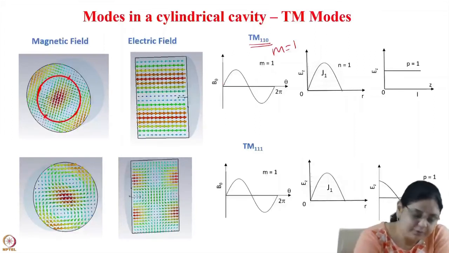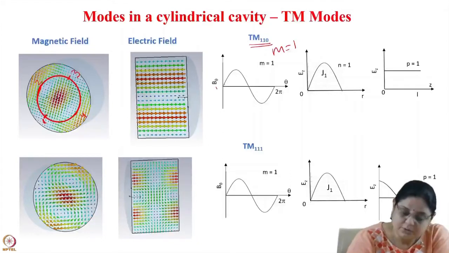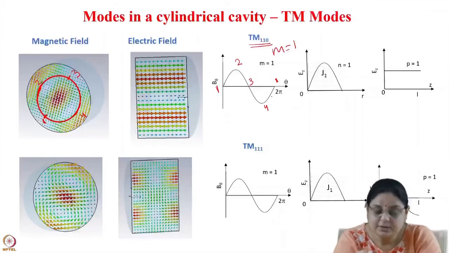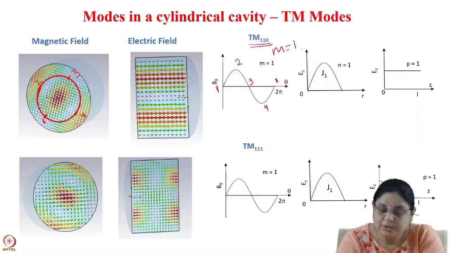So if this is point 1, this is point 2, this is point 3 and 4. So this corresponds to 1, 2, 3, 4 and coming back to 1. So you have 1 full period variations in the field in the theta direction. Okay, now here N is equal to 1. And M is equal to 1.